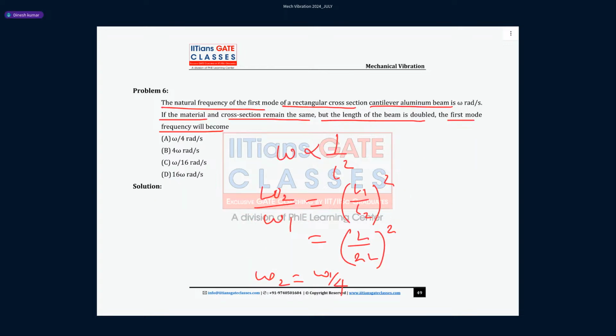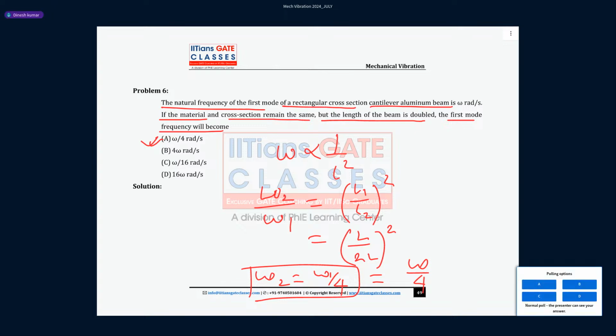So in the next question, we can see your natural frequency will become 1 by 4th of initially. Initially it is omega, so it is omega by 4. So what is the answer? A is the answer. Thank you for correcting me. That will be in the denominator. Okay. So here A is the answer.